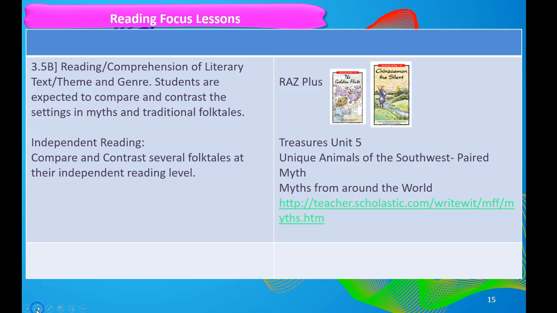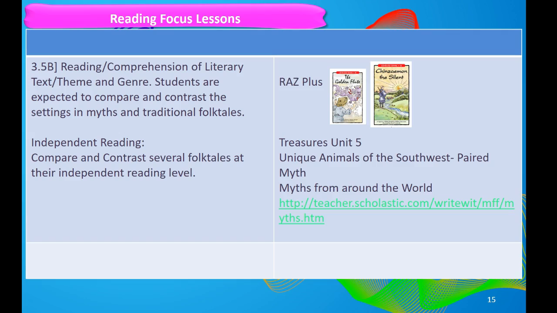Take a look at that. Here is theme and genre. They're expected to compare and contrast the setting of myths and traditional folk tales. One of the things I found went into RAZ Plus. This is The Golden Flute, and then the other one, Shinazam the Silent, and so you could use those in a mini lesson.